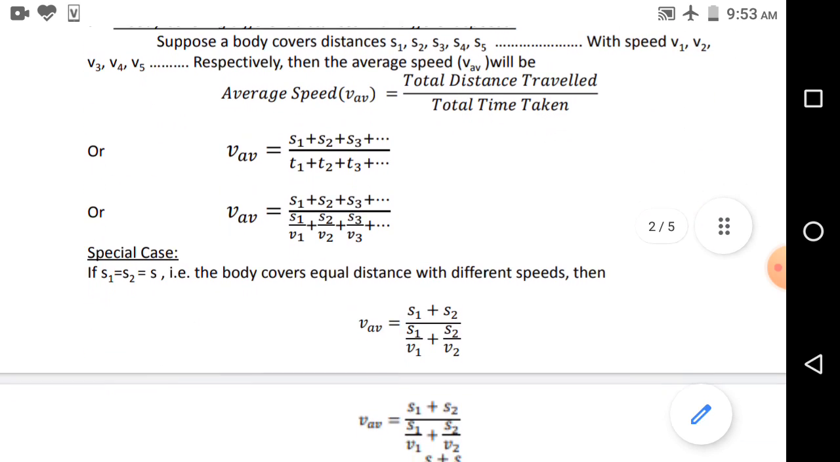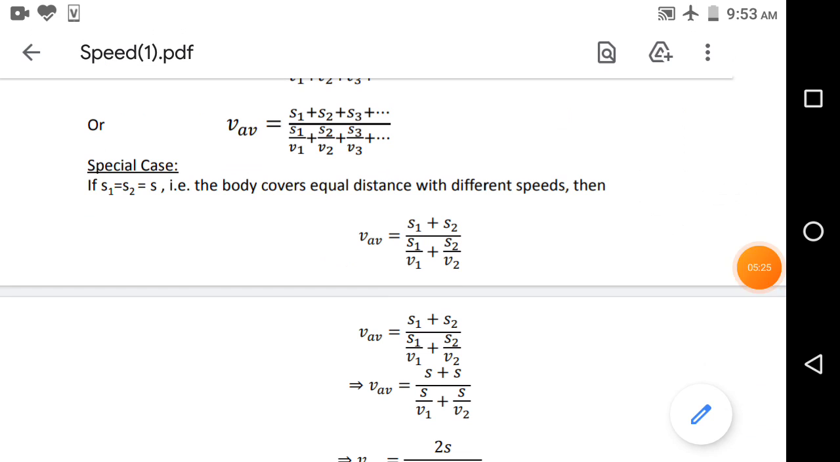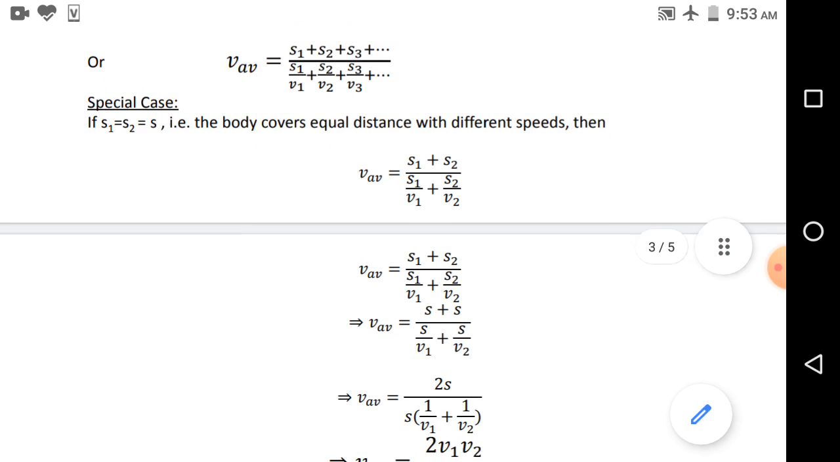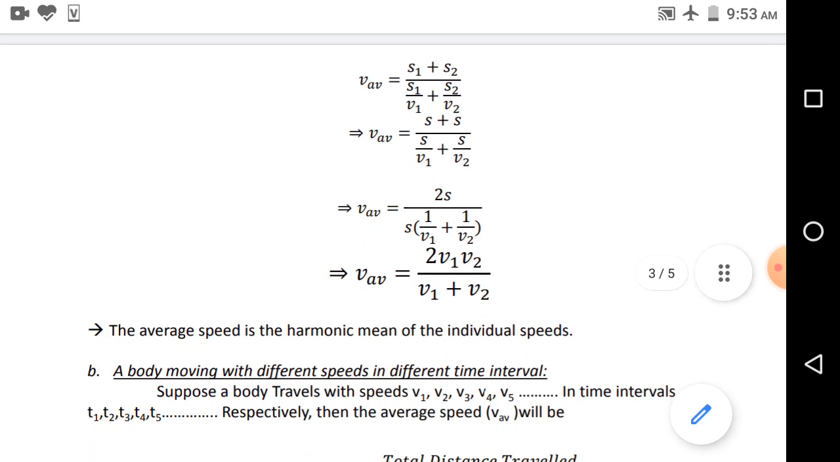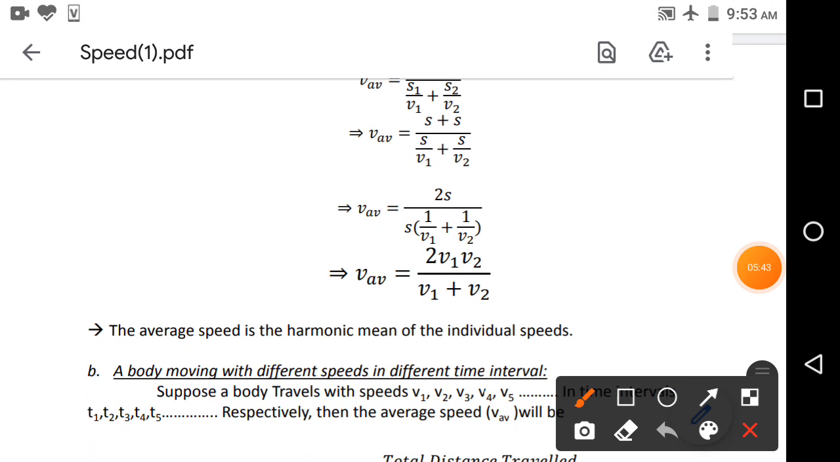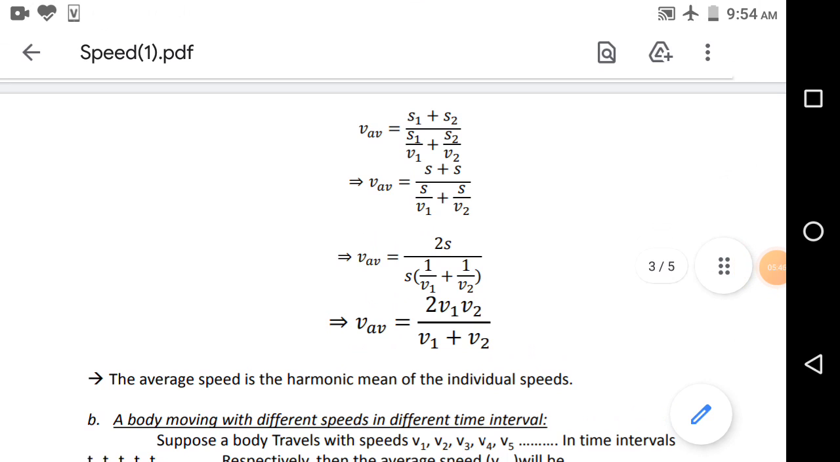Then special case, if S1 and S2 both are having the same value, that is S, then the average speed can be calculated by V average is equal to S1 plus S2 by S1 by V1 plus S2 by V2.